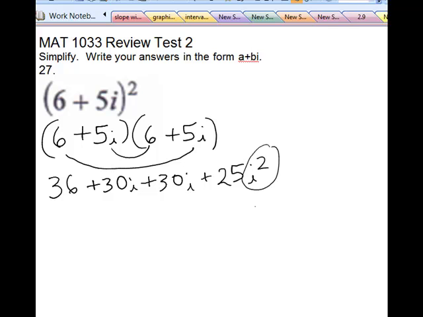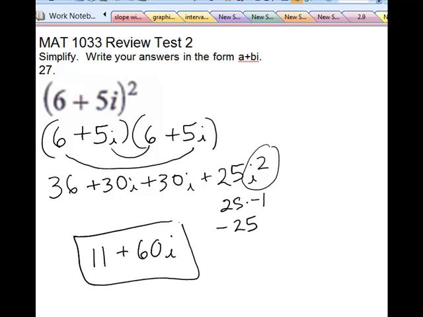Remember, the i squared gives you a negative 1 times your 25. So that's going to give us a minus 25. We'll combine that with the 36, and it will give us 11. Our 30 i's can go together to give us 60i. So 11 plus 60i.